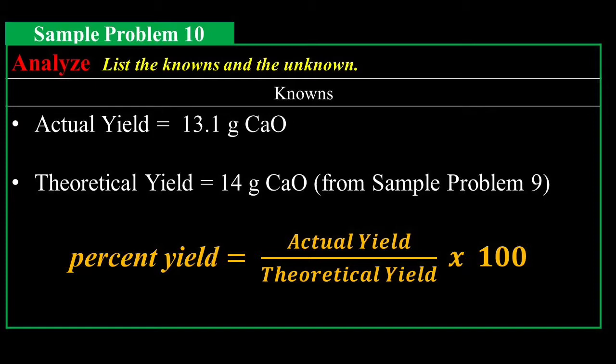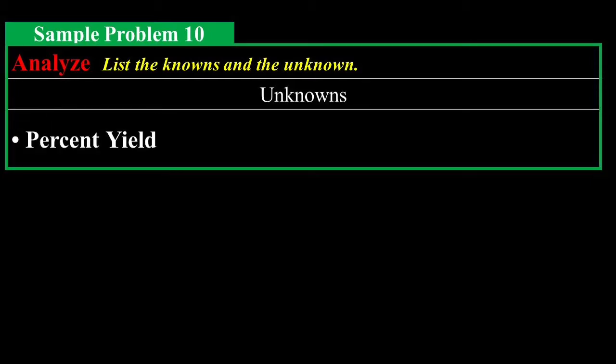So it's no secret. I'll let you observe this. These are the knowns, don't forget. We're not through the analysis yet, but these are the knowns, and now let's look at the unknowns. The only real unknown is the percent yield. We know the actual yield, we know the theoretical yield. Now we've got to look at the percent yield given the actual yield and the theoretical yield.